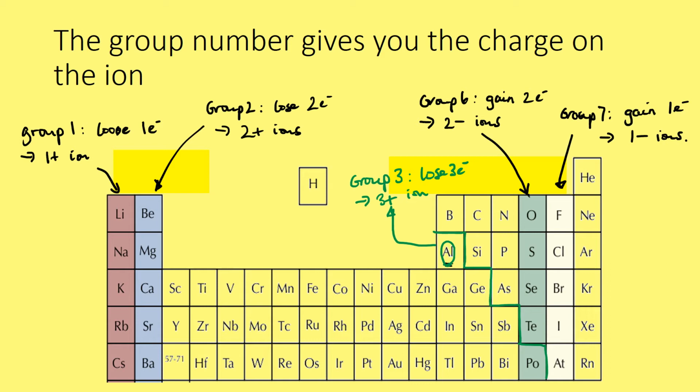So that's how you work out the charge on an ion, by finding it in the periodic table and looking at what group it's in. However, it's not quite as simple as that sometimes, because sometimes we get molecular ions or compound ions, and that's what we'll have a look at next.